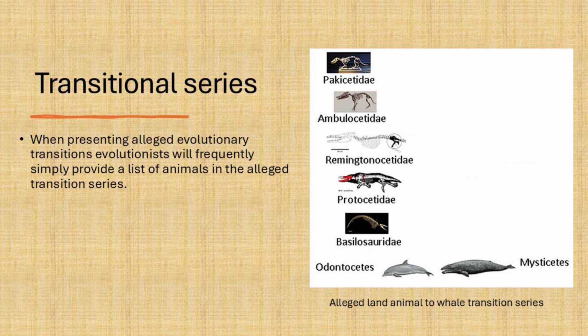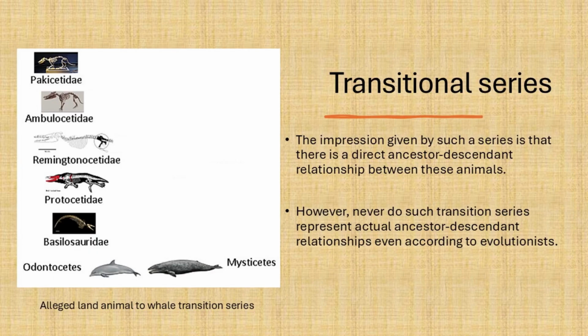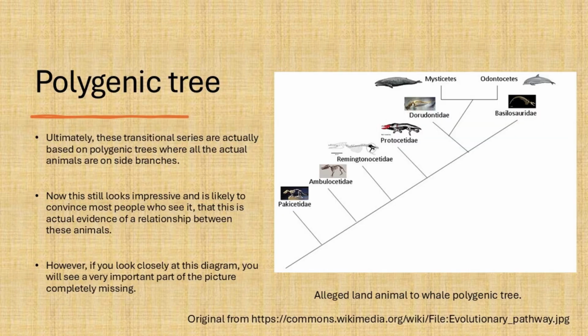When presenting alleged evolutionary transitions, evolution will frequently simply provide a list of animals in the alleged transition series. The impression given by such a series is that there is a direct ancestor-descendant relationship between these animals. However, never do such transition series represent actual ancestor-descendant relationships, even according to evolutionists. Ultimately, these transitional series are actually based on polygenic trees, where all the actual animals are on side branches.